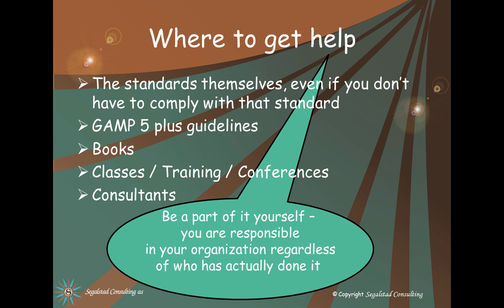Standards have different information and can be useful to read, even if you don't have to comply with that particular standard. So that's one place to get help. The other places could be GAMP 5, which I'm going to cover. It could be books that are available, classes, training, conferences, at least not in this COVID-19 period. You could also get some help from consultants. But regardless of how you do it, you need to be a part of it yourself, because you are ultimately responsible in your organization, regardless of who have actually done it.